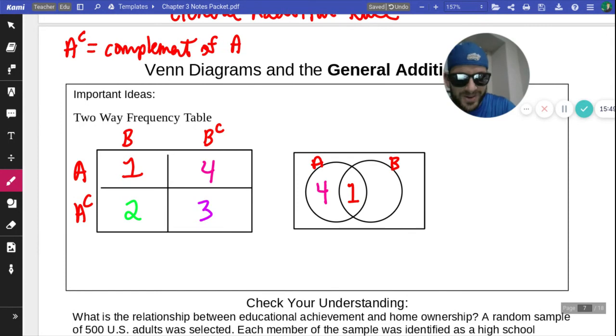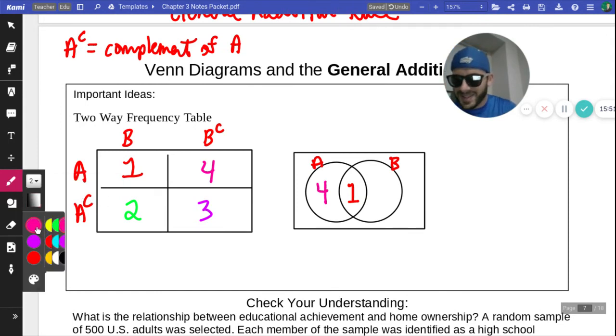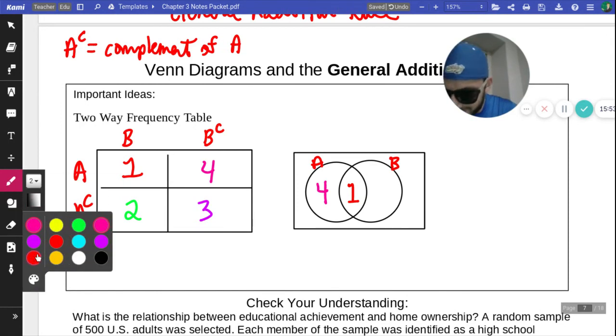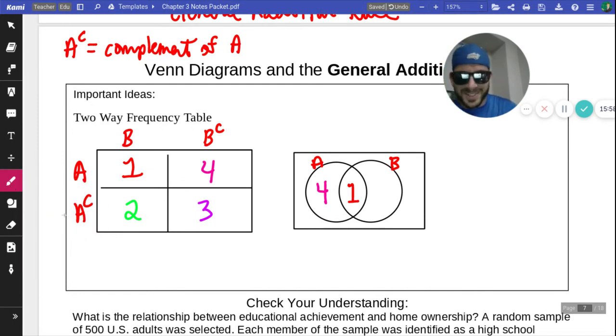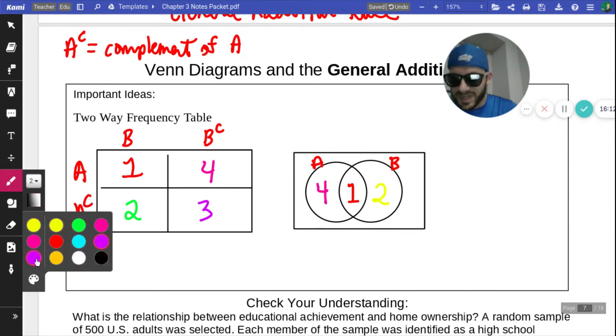So let's say our pink is going to be A is true and B is the complement. So 4 is going to go there. This other color seems to be 2, where B is true, but it's the complement of A. So let's hope it goes there and those colors match to you. I am colorblind, by the way. And then 3 is going to be where both are not true, the opposite of A, the opposite of B, and that's going to be outside of both of those.